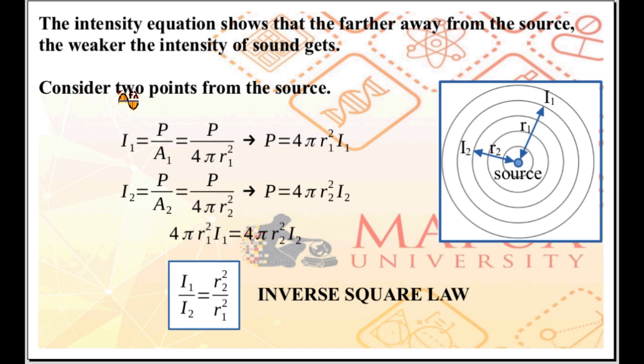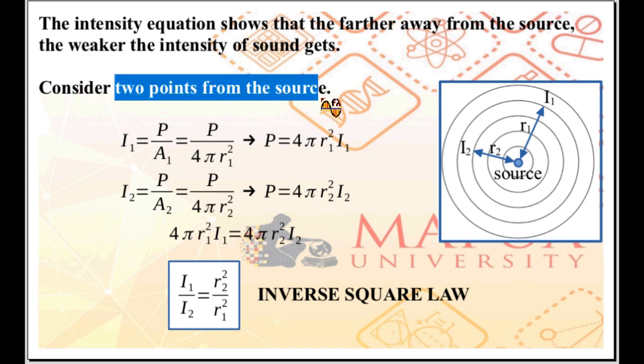Now, consider 2 points from the source. We have the source of the sound wave. The sound wave is traveling in all directions away from the source. Let's consider 2 points. Point 1, radius R1 from the source. Point 2, radius R2 from the source. At the first point, you have intensity I1. At the second point, you have intensity I2.